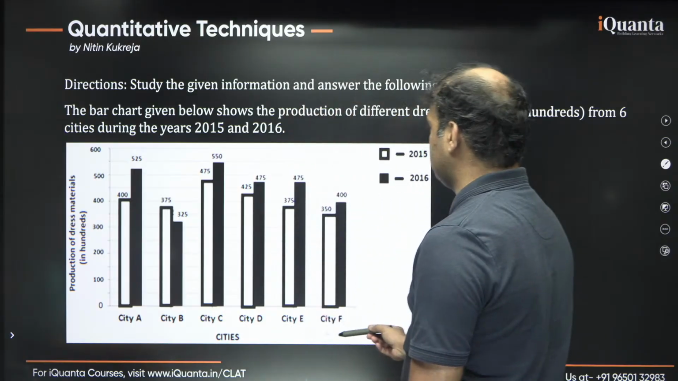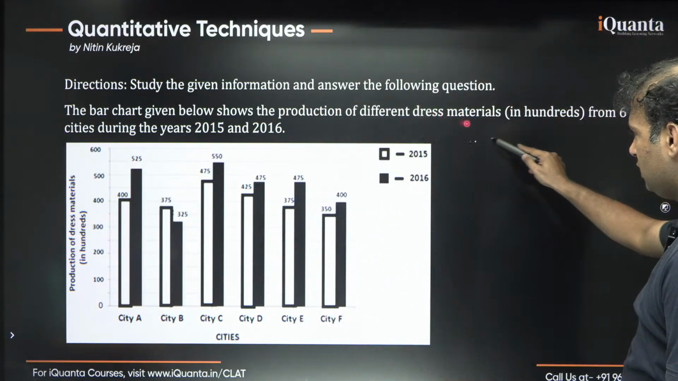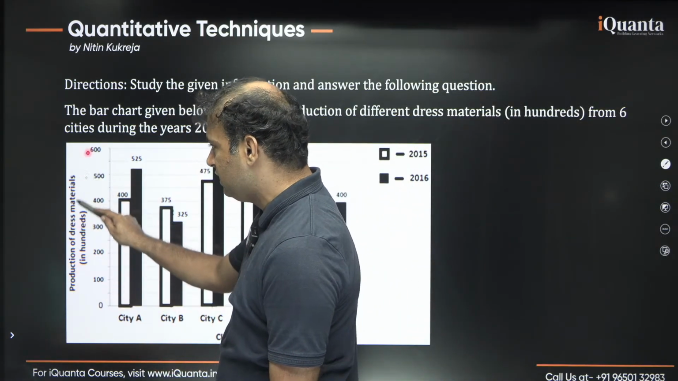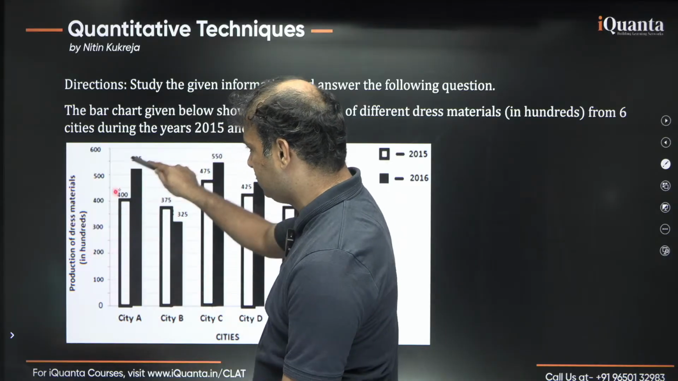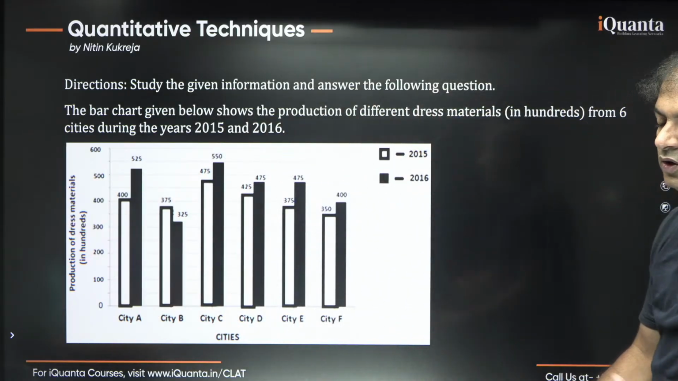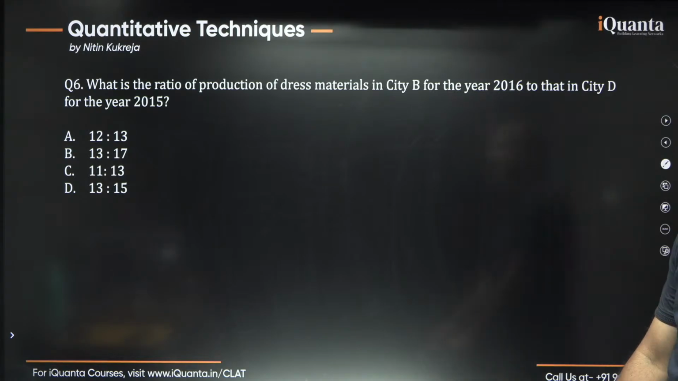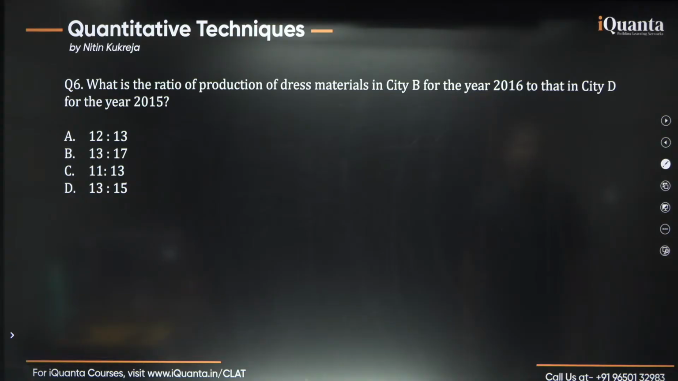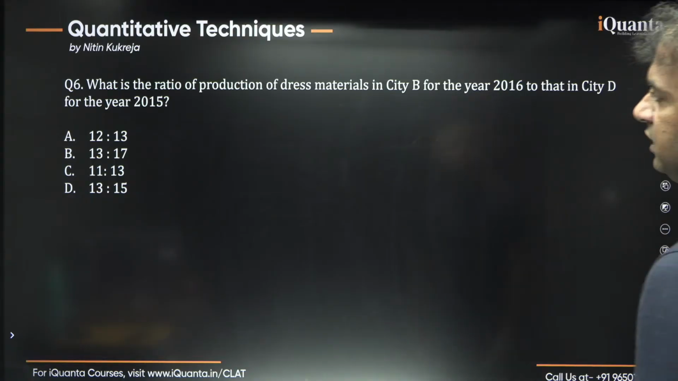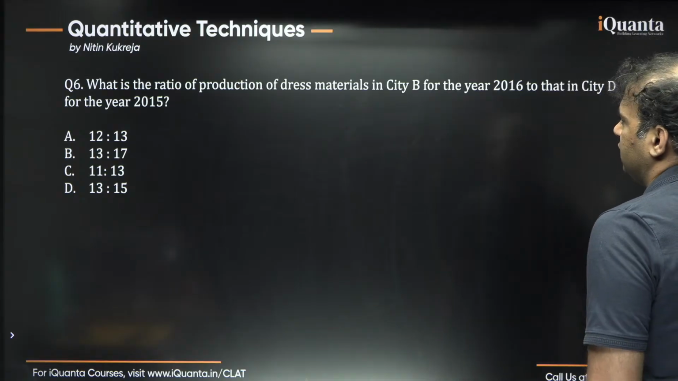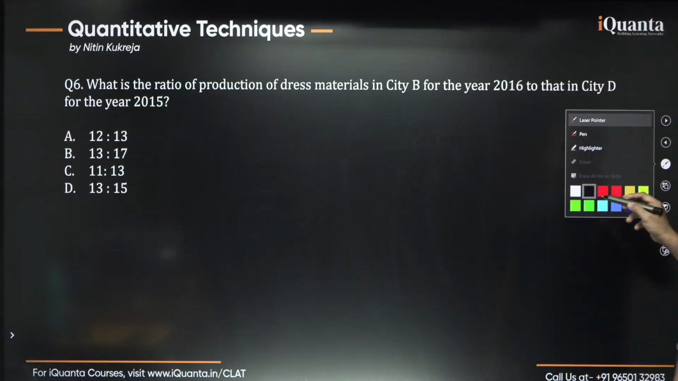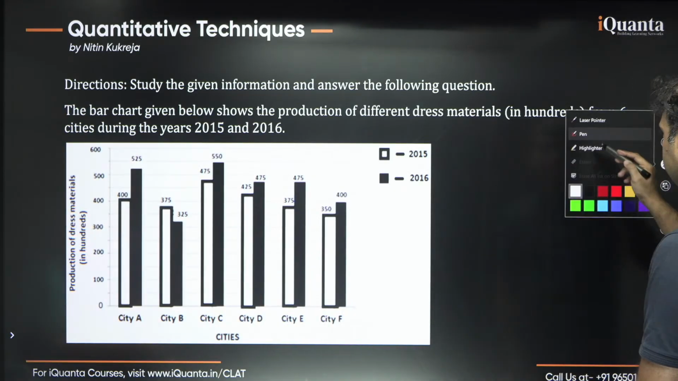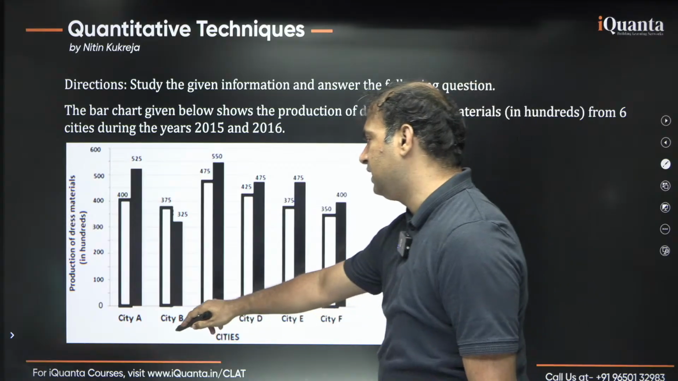So we have 6 cities, and we are given the production of the different dress materials in hundreds from these 6 cities. Now trying the questions. Question number 1 says, what is the ratio of the production of the dress material in city B for year 2016 to that in city D for year 2015? City B for 2016, which is the black color.